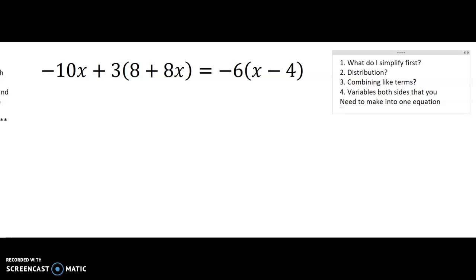Alright guys, so that's what I'm going to leave you with. Hopefully you are able to solve that one and check your work. Have a good day.